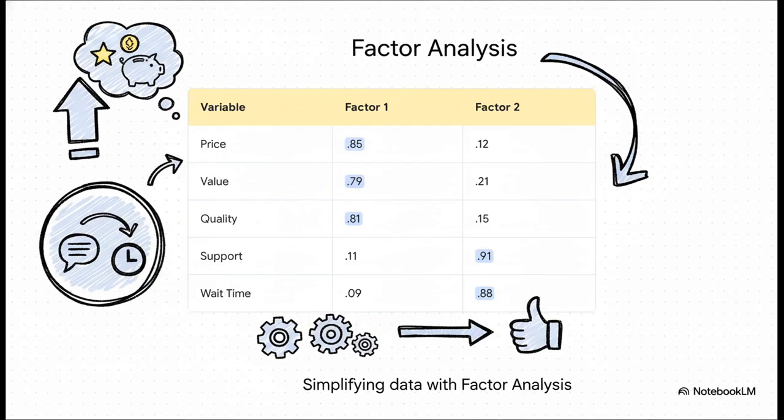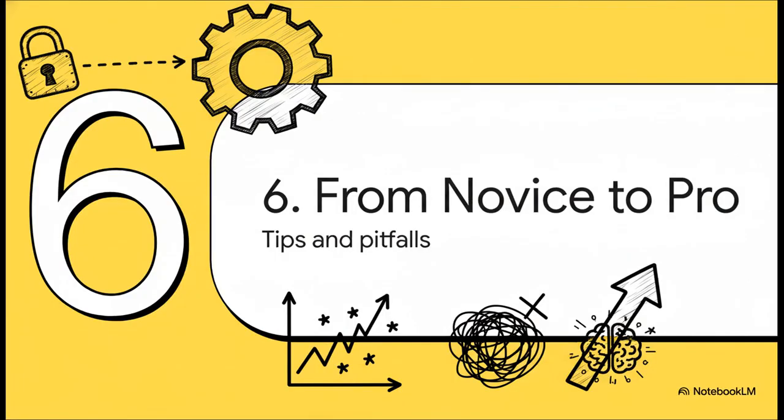And this is the whole point. A business can now stop trying to track 10 different things and instead focus its entire strategy on improving just those 2 key areas. All right, we've made it. We've run the analysis, we've interpreted the results. So for our last section, let's just lock in everything we've learned and talk about a few common mistakes to avoid, the kind of stuff that really separates the beginners from the pros.